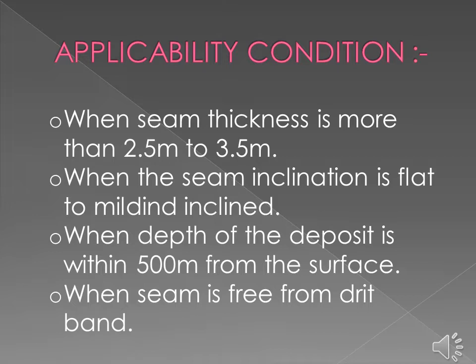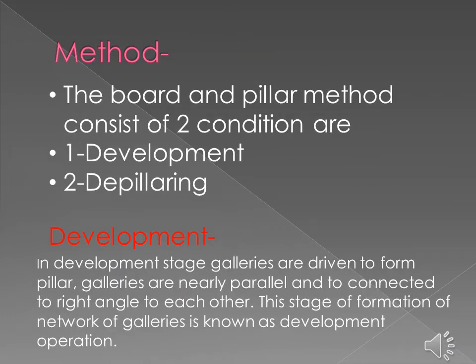Next point is when the depth of the deposit is within 500 meters from the surface. In underground coal mining we create a shaft to reach the deposit, so when the depth of the deposit is within 500 meters from the surface, this method is applicable. Next point is when the seam is free from a drift band. So there are 4 points in the applicability conditions.